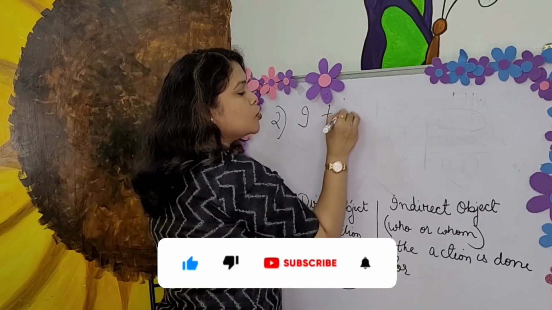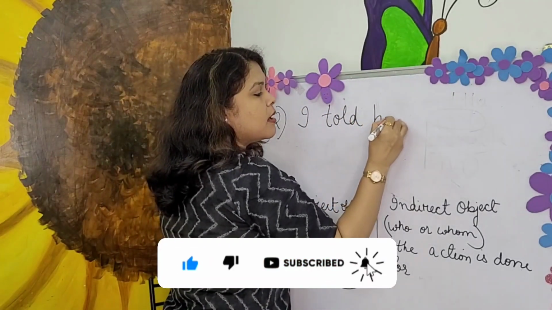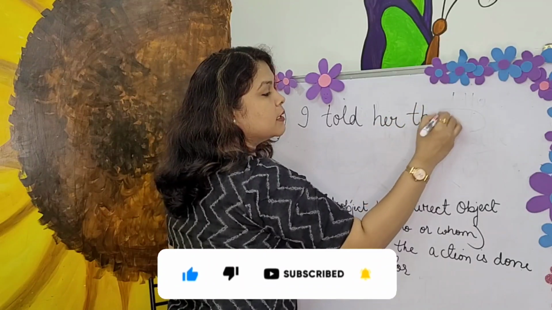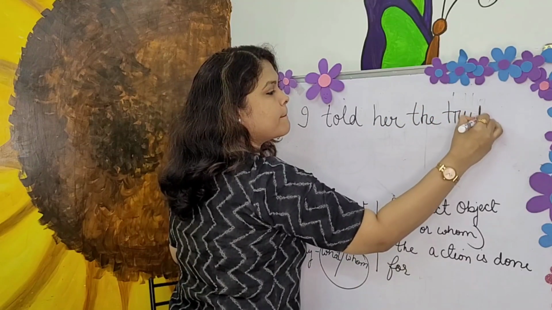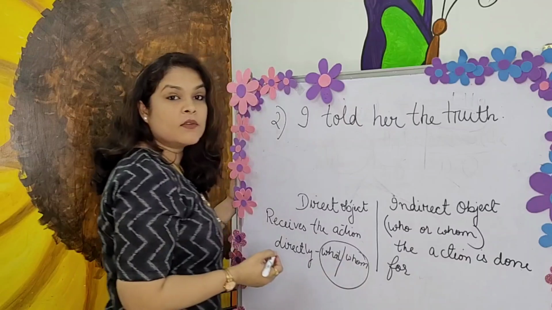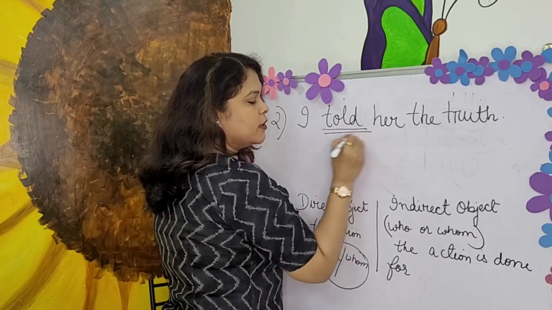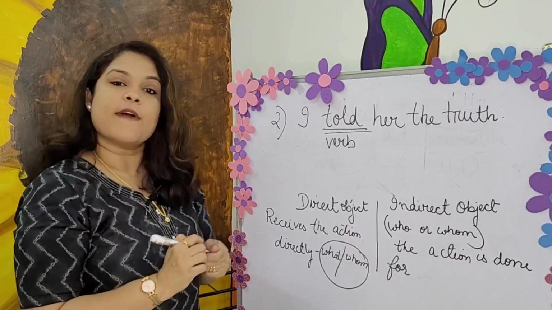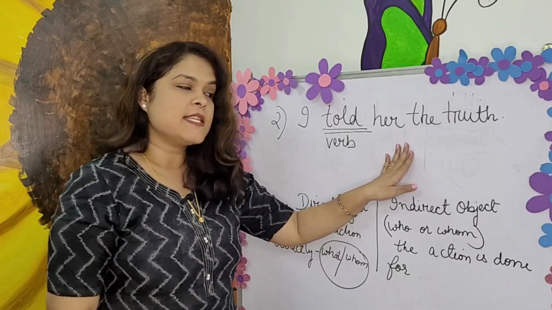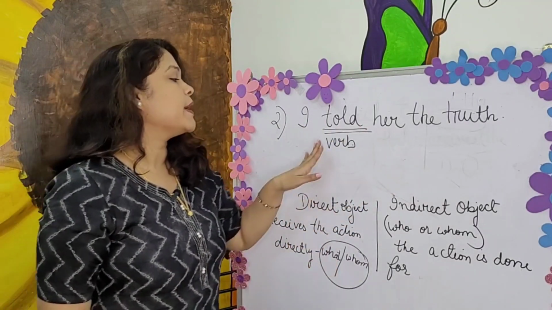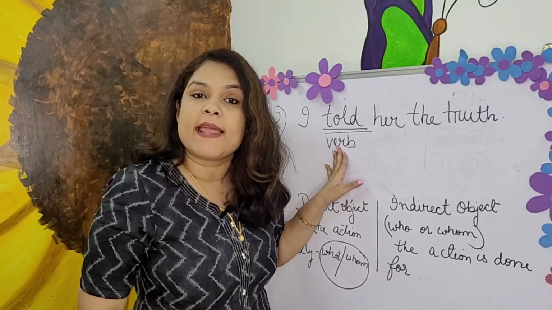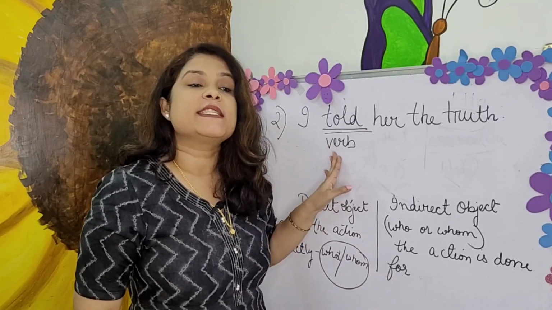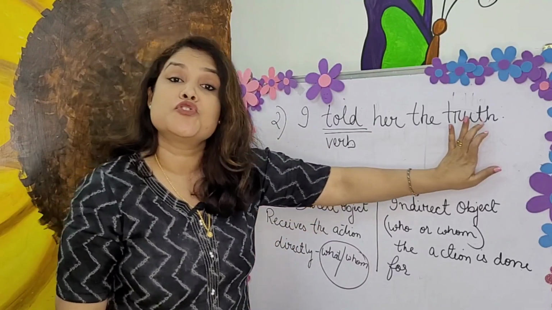I told her the truth. What is the verb? Told is the verb. Okay, so I know I found the verb. Now I have to find the object in the sentence. So if I ask the question, what did she tell? She told the truth.